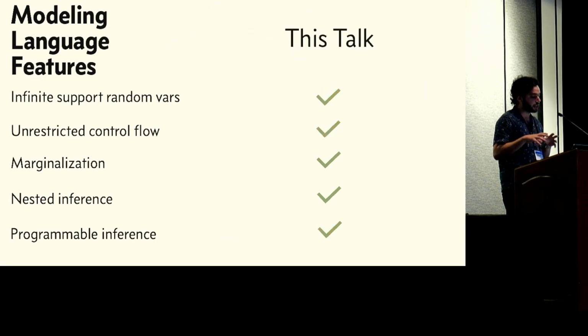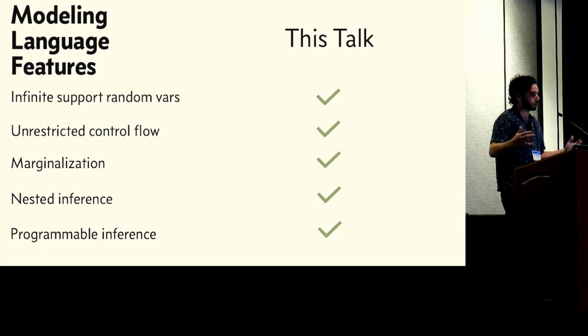Now, this talk is about a new design for a probabilistic programming language that allows us for the first time to support all of these features simultaneously. And you should be suspicious of this claim, because I just told you that if we throw all of these into one language, then the density ratios that we need for inference are intractable to compute exactly.